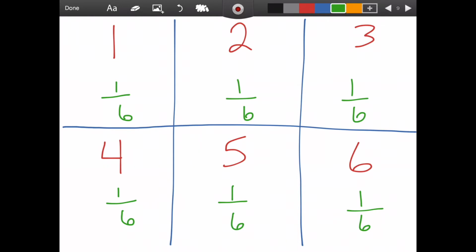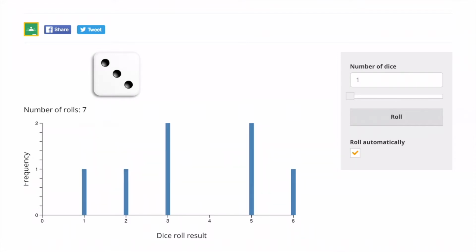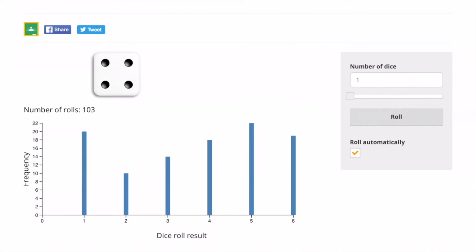Now, if we were to roll a die over and over and over, this is kind of what it would look like. So I'm going to use this dice simulator, and I'm going to roll over and over and over to show you what that looks like. And we're going to see what happens on this graph down here. So I'm going to click roll automatically, and you're going to notice that right now we have more 5s. Over time, though, as we get more rolls, notice we're over 100 rolls, this graph is going to start to even out because the probability of all of these is the same.